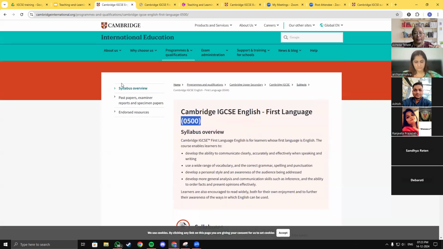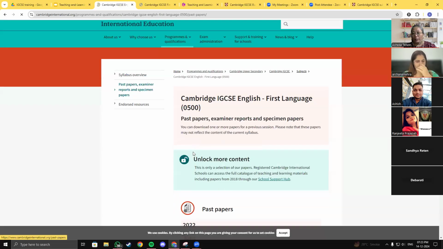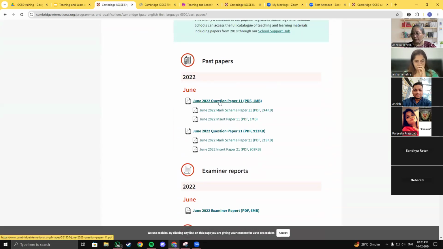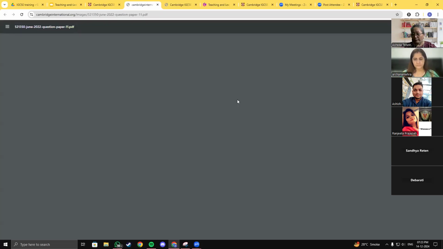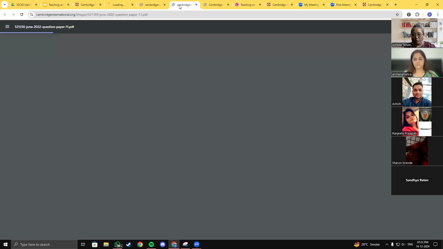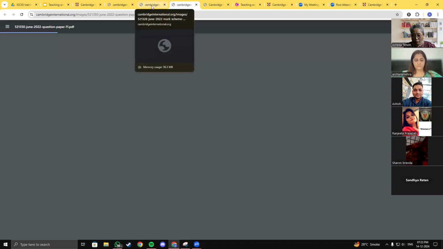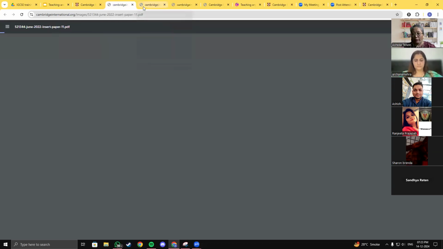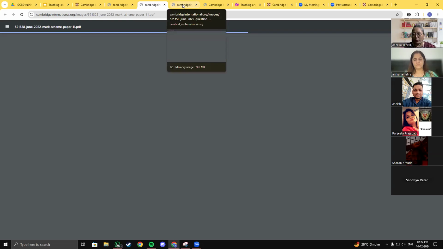And then you can see past papers over here. If you click over here, you will get to see the past papers. So this is paper 1. This is the mark scheme, and this is the insert. Insert is the reading material. You need to have scripts to read, right? So, the main advantage of Cambridge is that your past papers, marking scheme, everything is available free online. Okay, that is one major advantage for Cambridge.